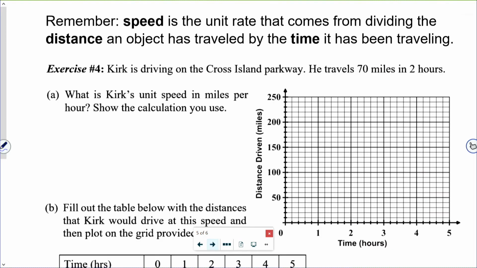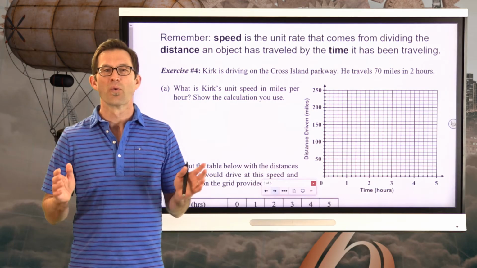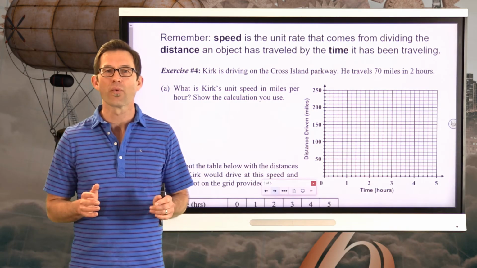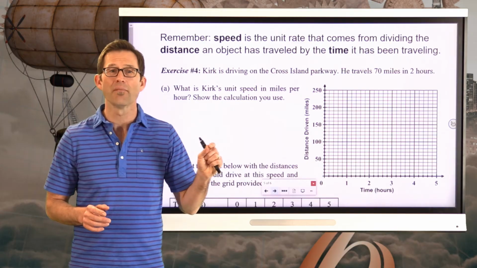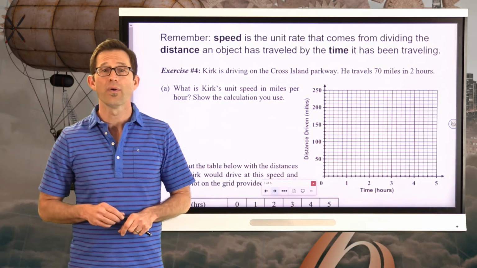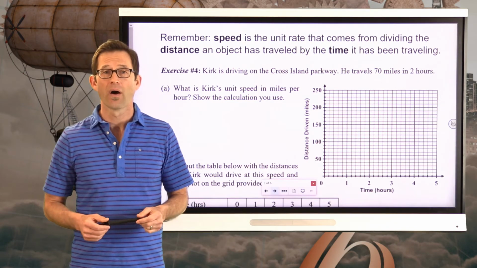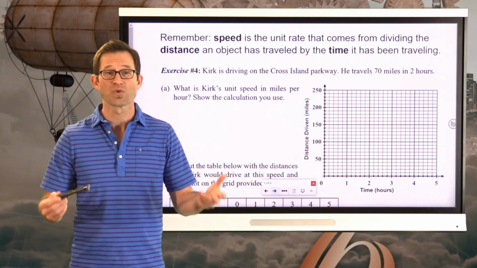Kirk, who's that crazy guy? Kirk is driving on the Cross Island Parkway. He travels 70 miles in 2 hours. Letter A asks us, what is Kirk's unit speed in miles per hour? Show the calculation you use. All right, well remember, speed is simply going to be the ratio of distance divided by time. So pause the video now and figure out how far Kirk has driven in just 1 hour.